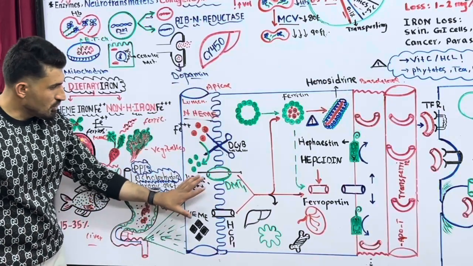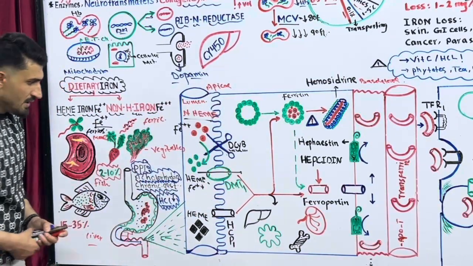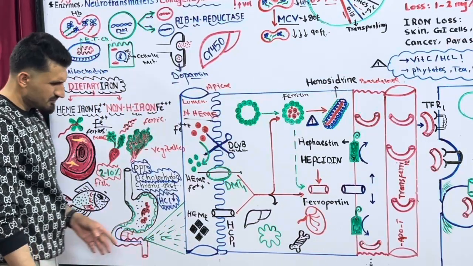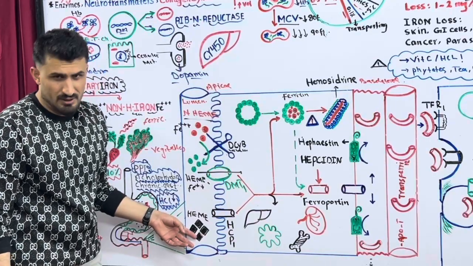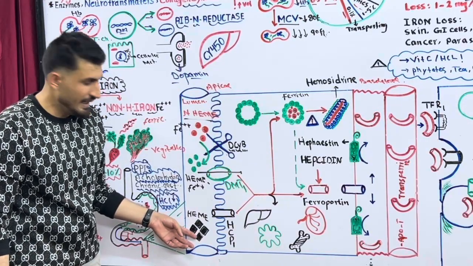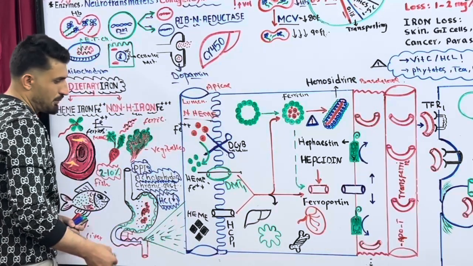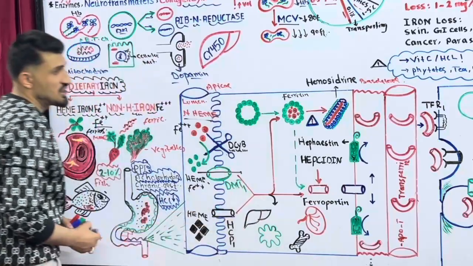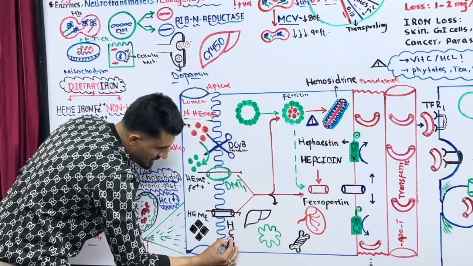So it will be transported inside the jejunal cell. That's one point. This type of iron is called the heme type of iron. The mechanism for its absorption is not clear, but it's absorbed very easily. But anyway, the protein which transports the heme type of iron from the lumen to the cell is called HCP.